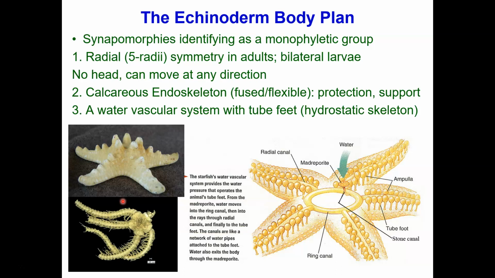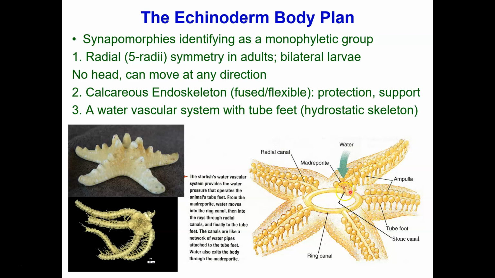So if you look at my examples, this is a diagram of what the water vascular system looks like, and this is actually the skeleton of a starfish. This is a skeleton of a brittle star. So the starfish's water vascular system provides a water-based pressure that helps to operate the entire water vascular system, particularly to move the tube feet part of the animal, right?